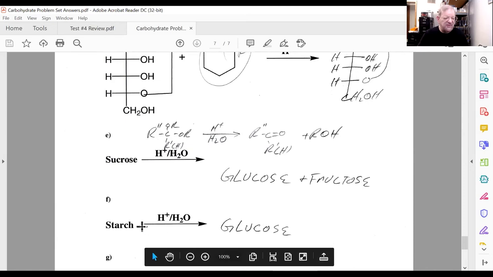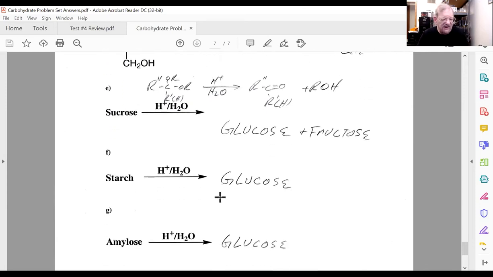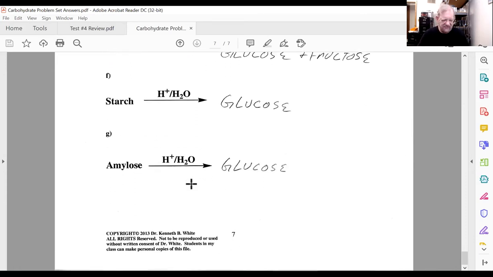Each starch molecule is a polymer of glucose. Acetal linkages are broken down, and you get back glucose. Now, G, just ignore. This is a branched starch that I shouldn't have put down there. Bad, Dr. White. And that would be that. Oh, no, we're done. Sort of. Now, it's time for you to try something out on your own.